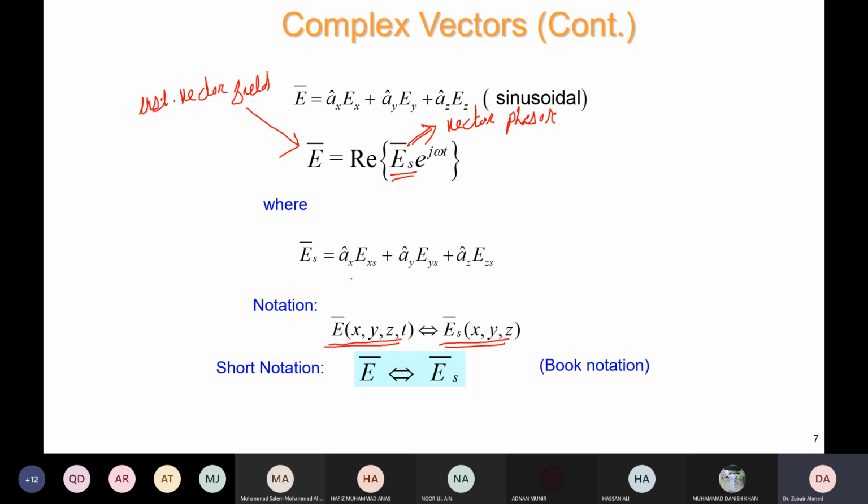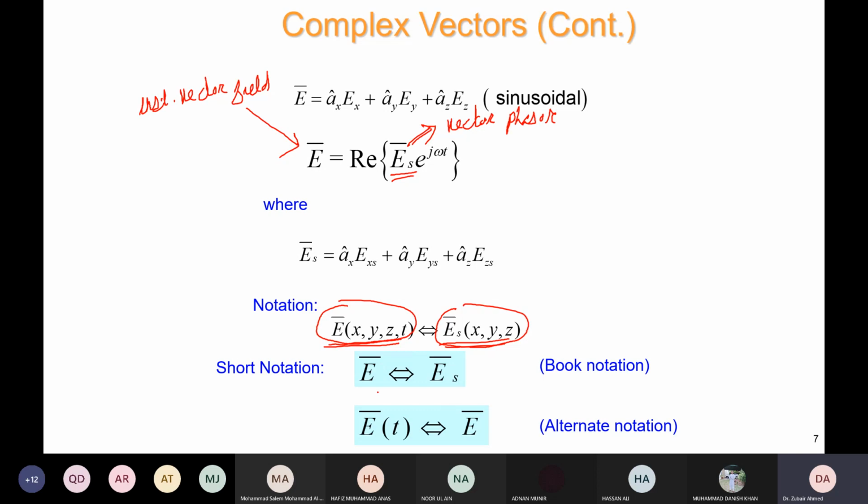We can also use a shorthand notation. Instead of writing this whole thing, we can just write this E. So this E is the same thing as this whole thing. Similarly, we can also write, instead of this whole thing, this Es with a vector sign. So this is your book notation.